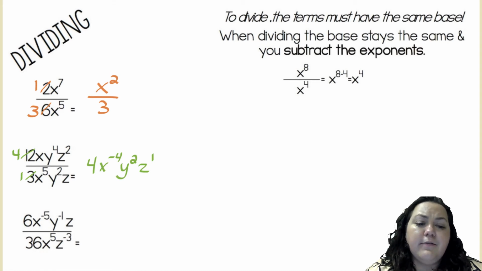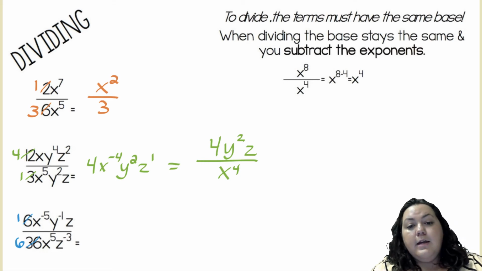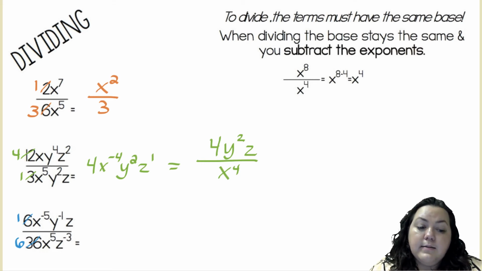Now I want to get rid of those negative exponents, so I'm going to move x to the negative 4 to the denominator so I can get rid of that. So I'm going to have 4 over x to the positive 4, and then y to the second, z to the first.